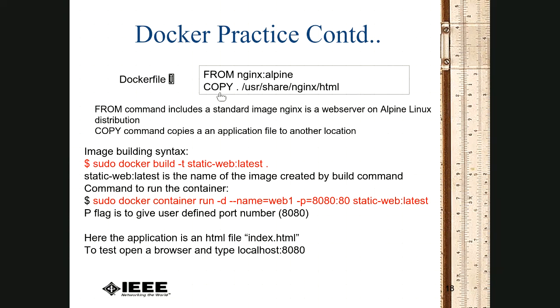Then you say COPY and a dot. There is a dot. I don't know if you guys see it. Let me make it a little bit clearer. The dot refers to the HTML file, the index.html file. You are saying, copy this .html into this path, /usr/share/nginx/. This is the default folder on the nginx web server.